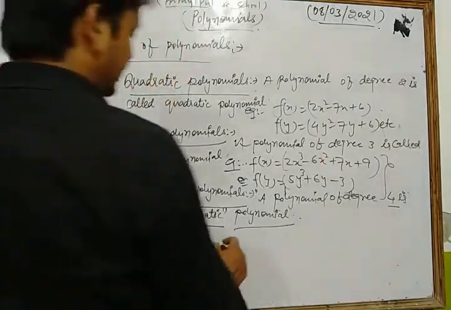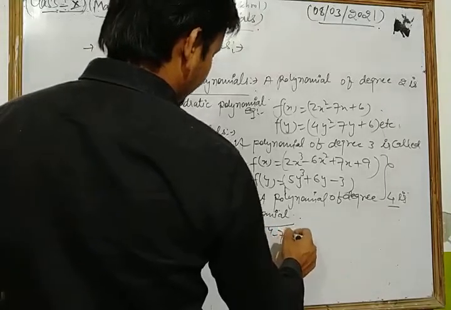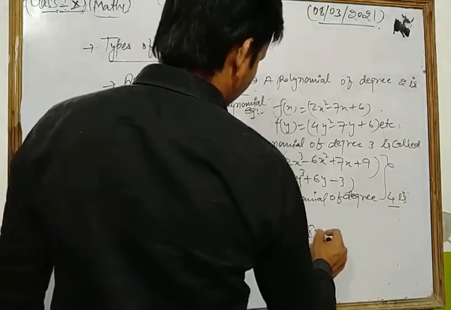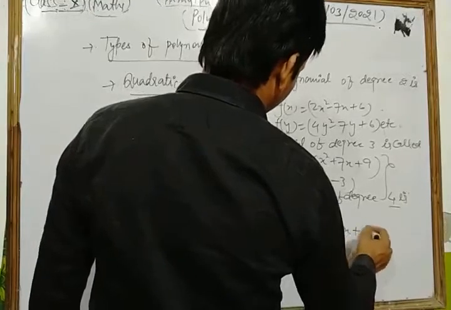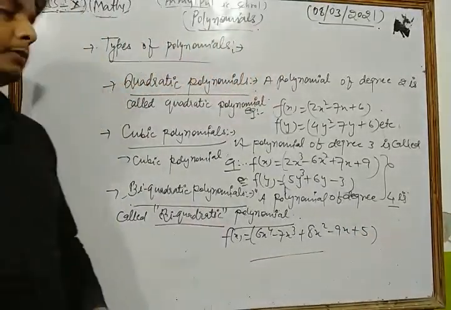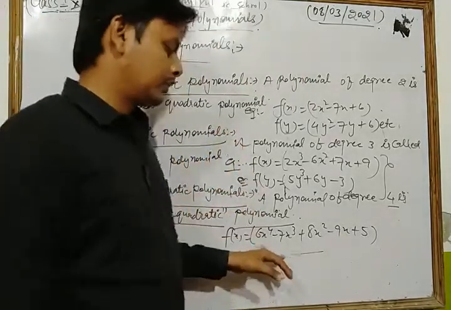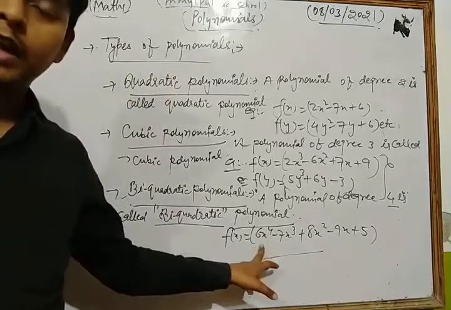Suppose we write a polynomial in this way: 6x to the power 4 minus 7x cube plus 8x square minus 9x plus 5. This is the form of a biquadratic polynomial. Why is it called a biquadratic polynomial? Because the highest power of the variable in that polynomial is 4.